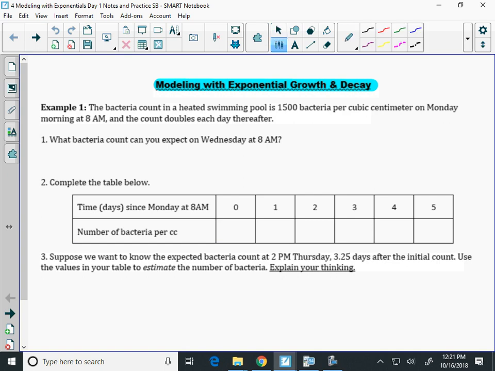So like Monday at 8 a.m. is your 0, right? That's your Monday. So we start with how much bacteria on Monday? 1,500. So then the 1, that's your Tuesday at 8 a.m. How much bacteria is in your pool if it doubles? 3,000. What did you multiply by to get to 3,000? Times 2. All right, so then on Wednesday, how much bacteria is in your pool?